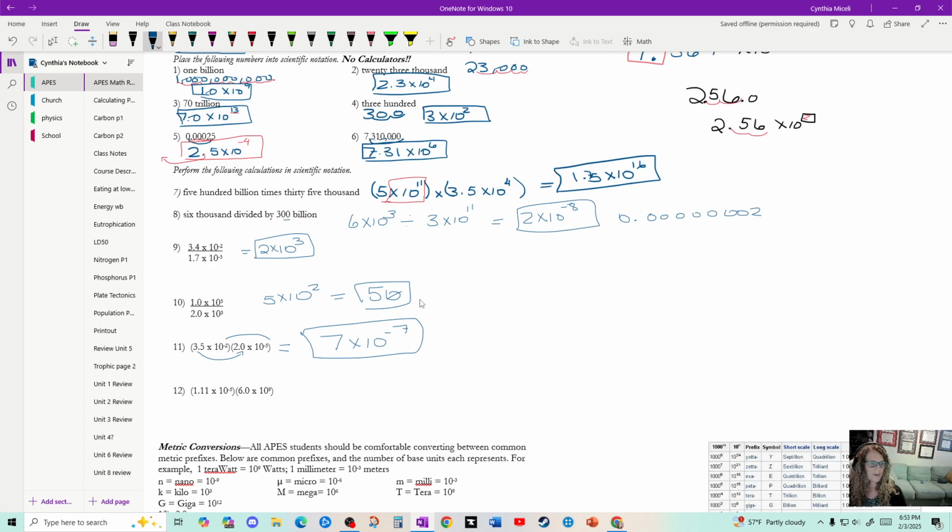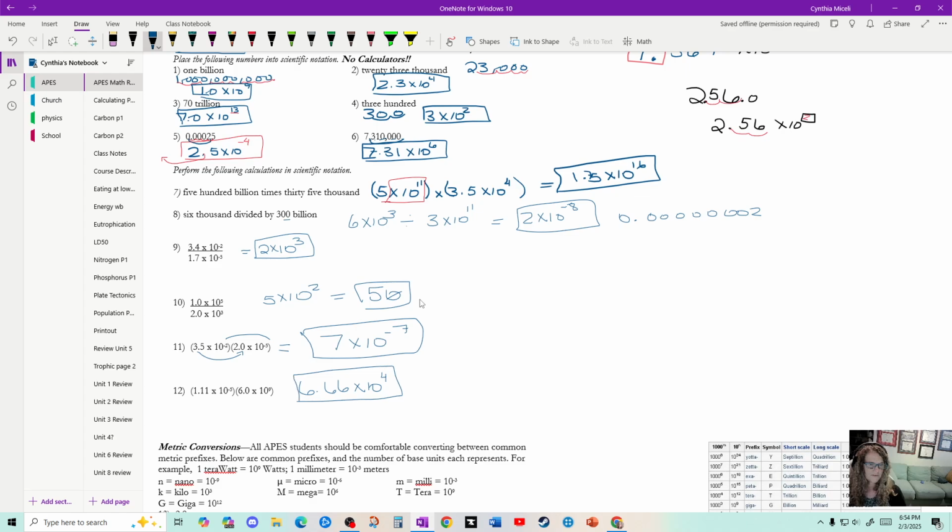And if you're dividing, you just divide this. So if you notice, twice 1.7 is 3.4. So 3.4 divided by 1.7 is 2. And negative 2 minus a negative 5 is a positive 3. So you could do it in your head if you wanted to check yourself a little bit. Okay, this last one, 1.11 times 6. Let's do that one. So it's going to be 6.66 times 10 to the 4.